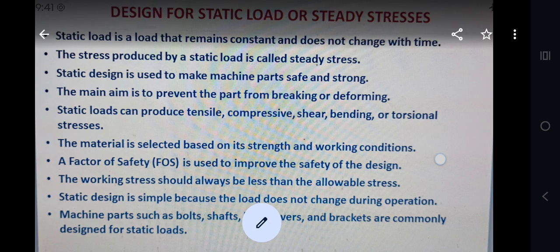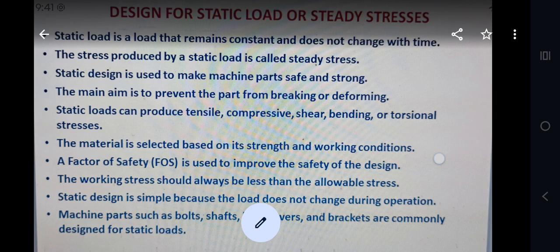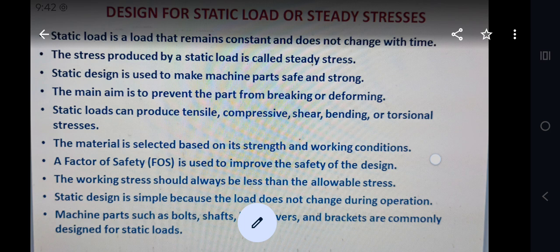For example, imagine a bolt connecting two plates. If the load acting on the bolt remains constant, the bolt experiences a nearly constant stress. Similarly, consider a bracket supporting a fixed weight. If the weight does not change with time, the load is called a static load.